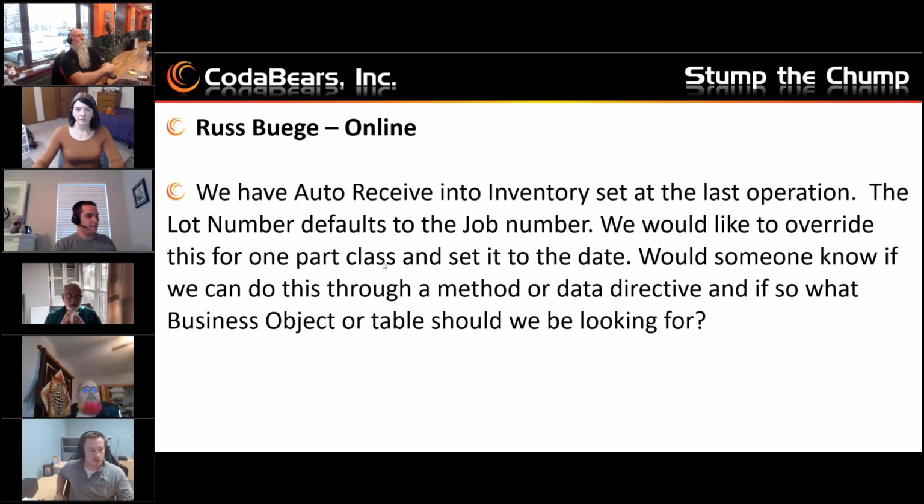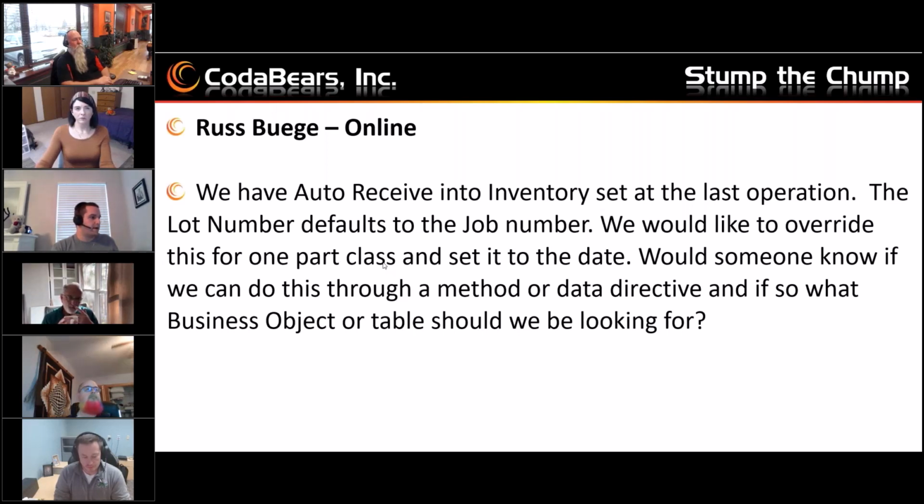We literally just solved this. It was a nightmare. I'm trying to look at the data directive. We use a data directive, and we literally just created the same. We had the same problem. We need a new lot to be created for every auto receipt, and instead it was defaulting to the job number. There is actually a checkbox in company that says default to the job number. We unchecked that box hoping that that would do it. That did not do it.